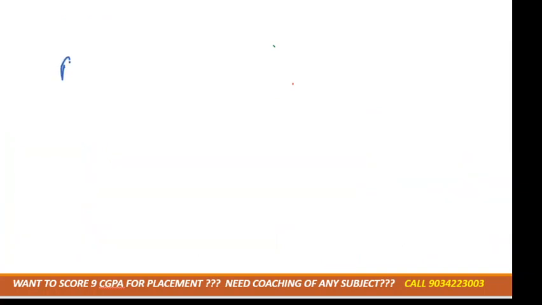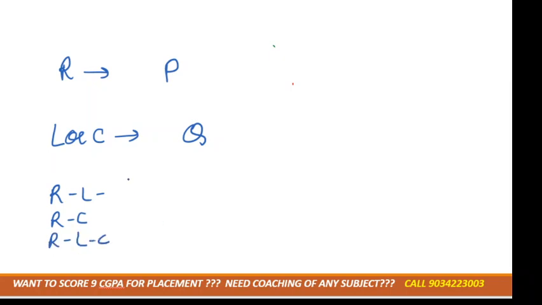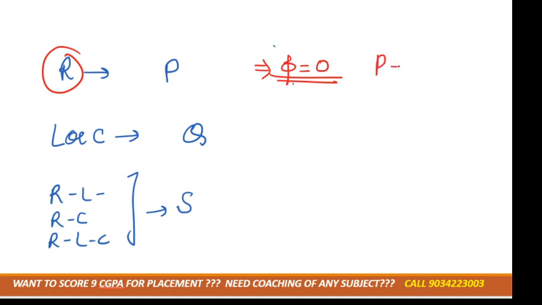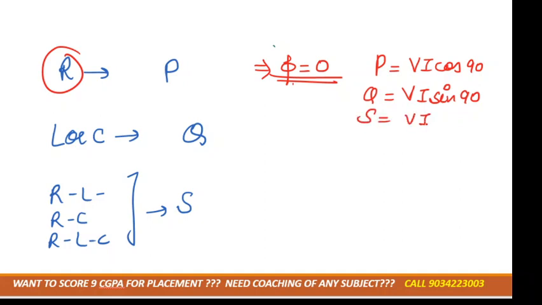So I told you one thing: if there is a resistive load, that will consume active power. If there is an inductive or capacitive load, that will consume reactive power, and if there is a combination of RL, RC and RLC, there is a consumption of apparent power, right? So in resistive load, as we just studied, phi is equal to how much? 0, in case of resistive load. So P is equal to how much? VI cos 90, and Q is equal to how much? VI sin 90, right? And S is equal to VI.